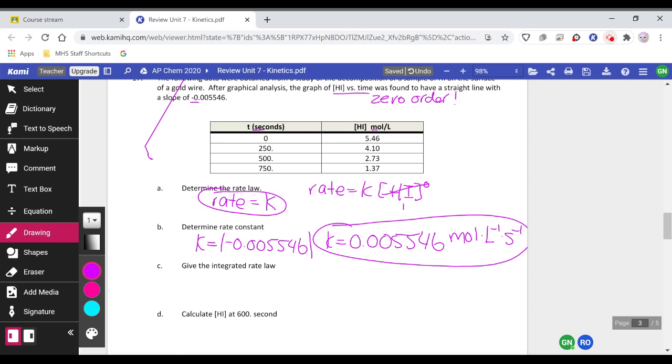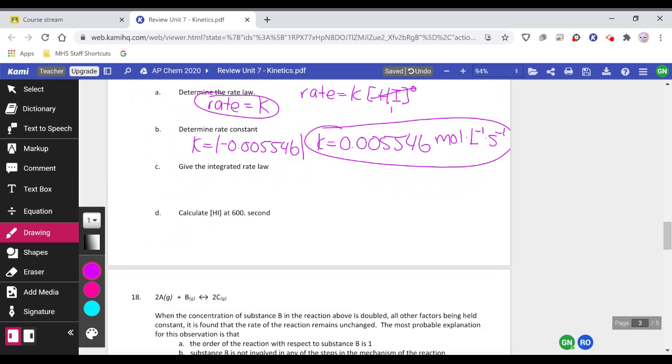Okay, give the integrated rate law. Since this is 0 order, my integrated rate law would be concentration of HI minus initial concentration of HI equals negative Kt. And I was looking at your resource for the AP test, and the integrated rate laws are listed, but they don't say what order of reaction goes with which integrated rate law. And so at least they give you this. You would just have to know when to use it.